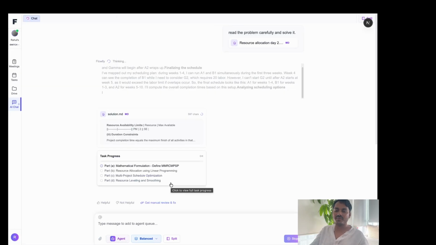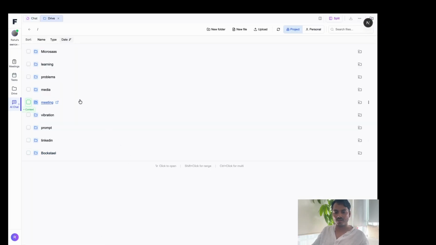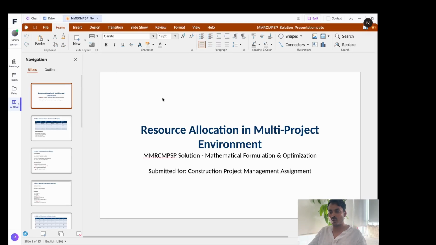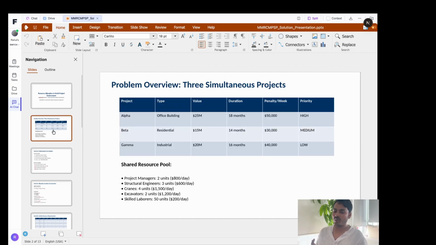But let me explain the problem that I gave these four agents while they are trying to solve it in the background. So if I go here, and I think I put the problem here. Okay. So let me explain what the problem is, what the solution is, and what the AI agents are doing. So this is a resource allocation problem for a multi-project environment. What it means is that we have three different projects that we have assumed: alpha, beta, and gamma. They have different values, different durations, and different priorities. An important thing to understand is there is a penalty per week every time you go over the allocated schedule of 18 months, 14 months, and 16 months.